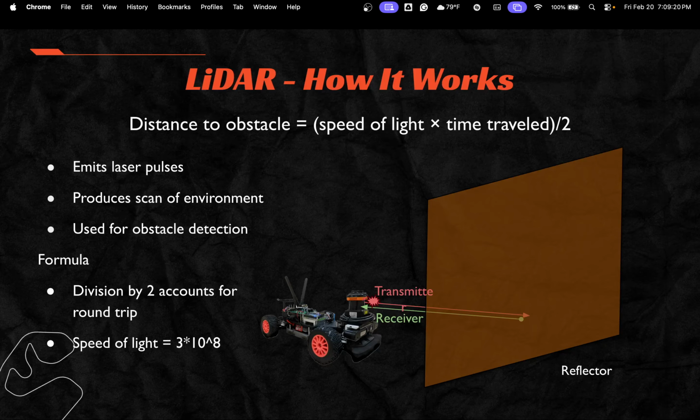So they use that speed and use that same formula: the speed of the thing that's moving times how long it took, and you divide that by 2 to get the distance to that actual obstacle. So using that simple formula and how long it took for a light pulse to come back, you'd be like, oh, there's something over there at this amount of distance.